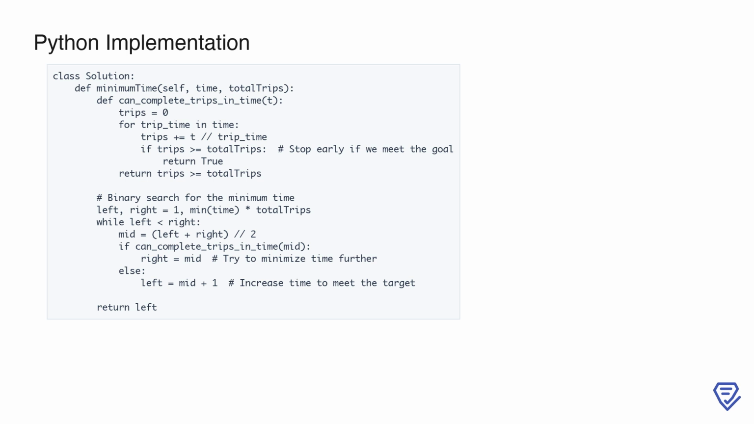In each iteration of the binary search loop, the midpoint mid is calculated, and can_complete_trips_in_time(mid) determines if the current time mid is sufficient to meet the trip requirement. If it is sufficient, the search narrows to the left half of the range, right equals mid, to find a smaller feasible time. Otherwise, it moves to the right half, left equals mid plus 1. When the loop ends, left holds the minimum time required to complete the trips.